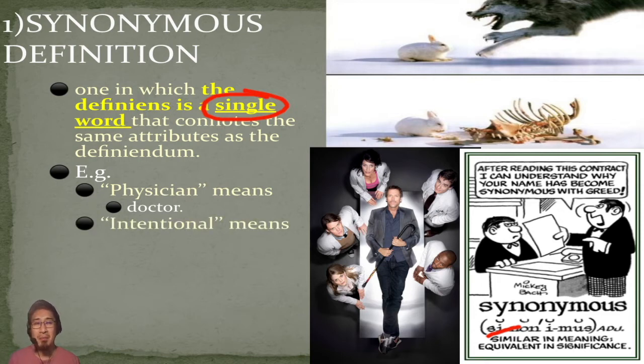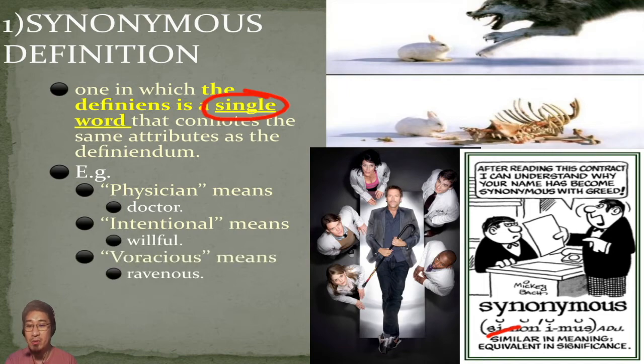This is the problem about lexical definition. A lexical definition should follow a certain rule. Which rule is that? It's the rule about circularity. So the synonymous definition cannot fit the lexical definition. Next, intentional means willful. Voracious means ravenous. Observe means see. So that's synonymous definition. That's the first type. Next is etymological.